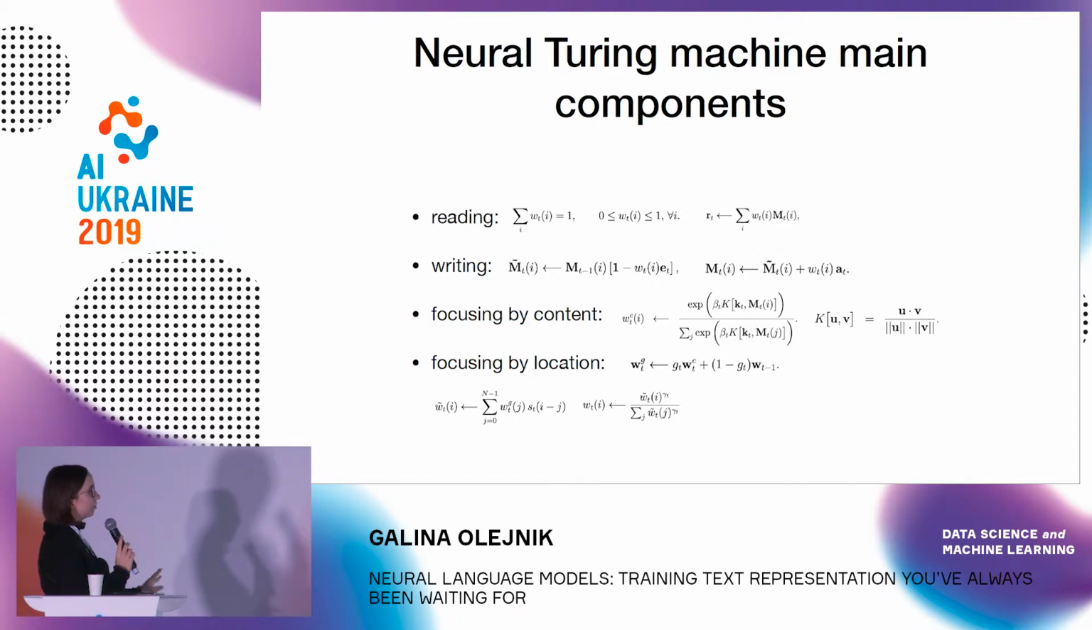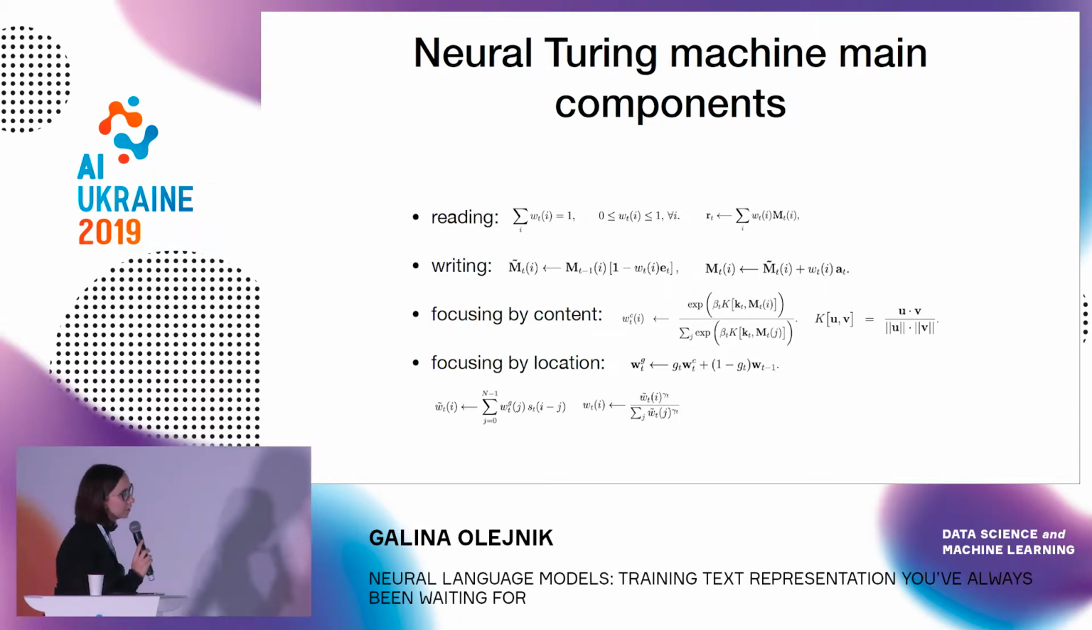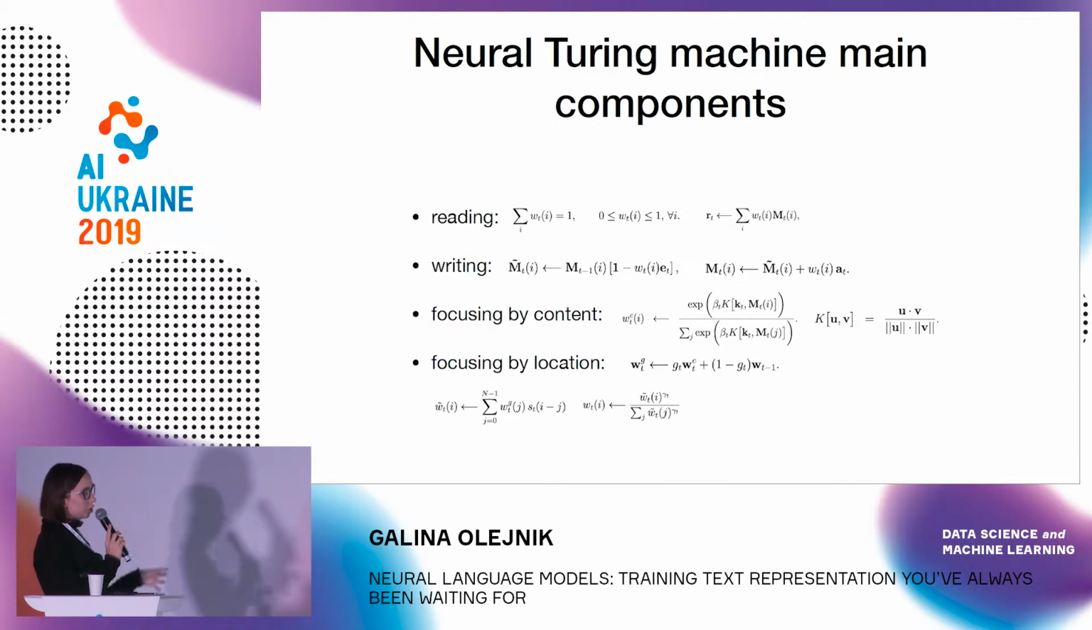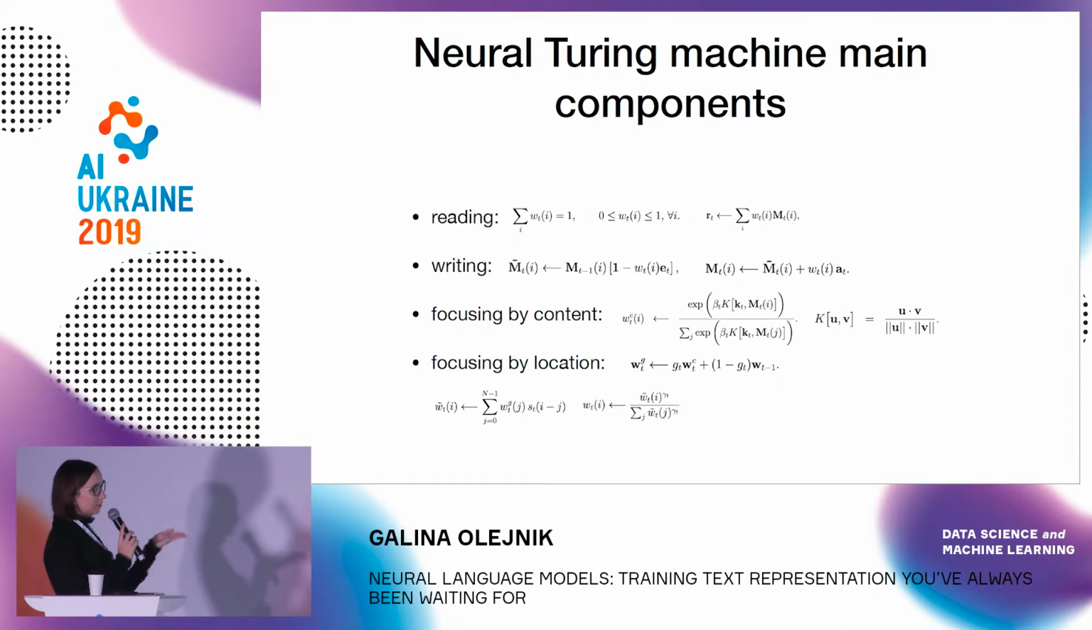What is reading? We have our big memory matrix, and we weight each element of it with some weights. We compute these weights by content addressing, and content addressing is simply performed by softmax, this formula, focusing by content. We have our feature vector k, and each row of our memory matrix M with index i. We compute a similarity, here it is cosine similarity, then we compute our softmax function, and this way we receive our weights.